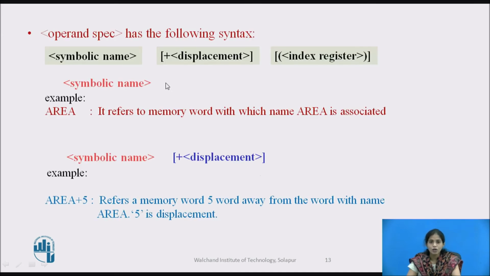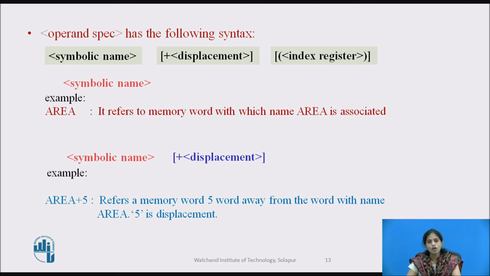Now next we see the operand specification. How do we define the operand specification in the assembly statement? Basically the operand specification has the following syntax: symbolic name plus displacement and index register. Now here we see how we specify the symbolic name as the operand. Consider this example, where we have given the name AREA. This AREA is a symbolic name, and it refers to the memory word with which the name AREA is associated. In this way we specify the symbolic name in the operand specification.